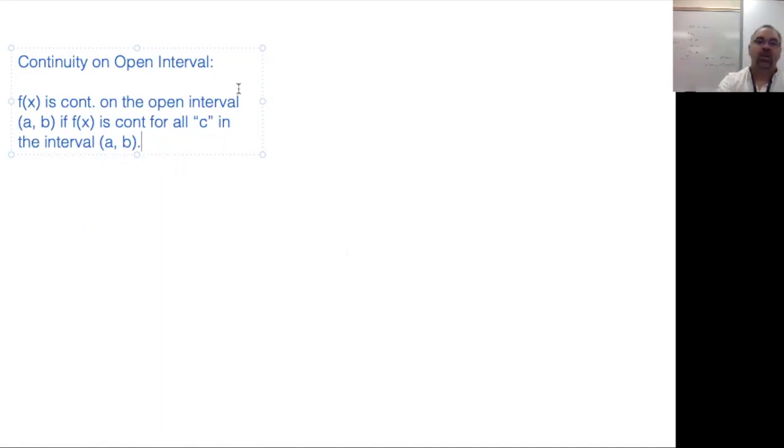The harder one, or the more technical, involved one, was continuity on a closed interval, because we ran into a problem.